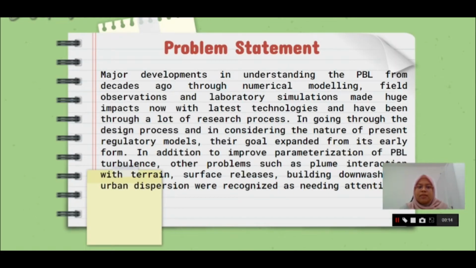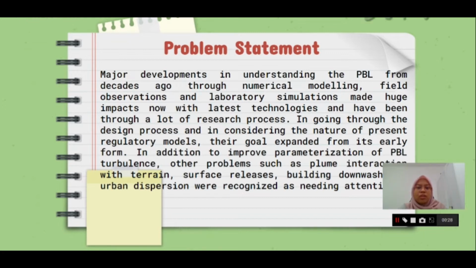Major developments in understanding the PBL from decades ago through numerical modeling, field observation, and laboratory simulation have made a huge impact now with the latest technologies and have been through a lot of research process. In going through the design process and in considering the nature of present regulatory models, their goal expanded from its early form in addition to improved parameterization of PBL turbulence. Other problems such as plume interaction with terrain, surface releases, building downwash, and urban dispersion were recognized as needing attention.